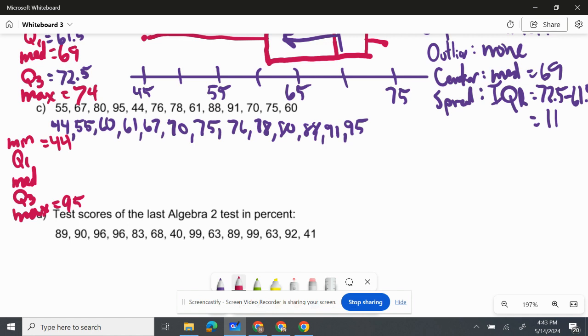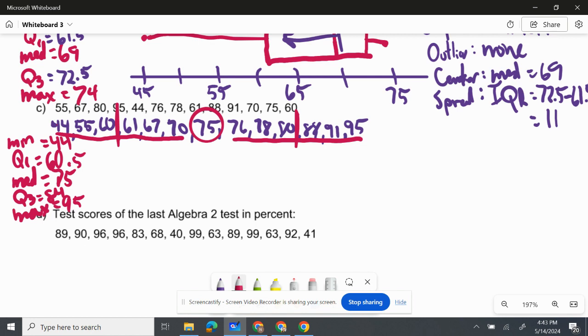1, 2, 3, 4, 5, 6, 7, 8, 9, 10, 11, 12, 13. 13 is a nice number because we have an actual median, which is 75. And then we're going to find the middle of the first half of the data, which is 60.5. The middle of the second half of the data, in between 80 and 88, would be 84.